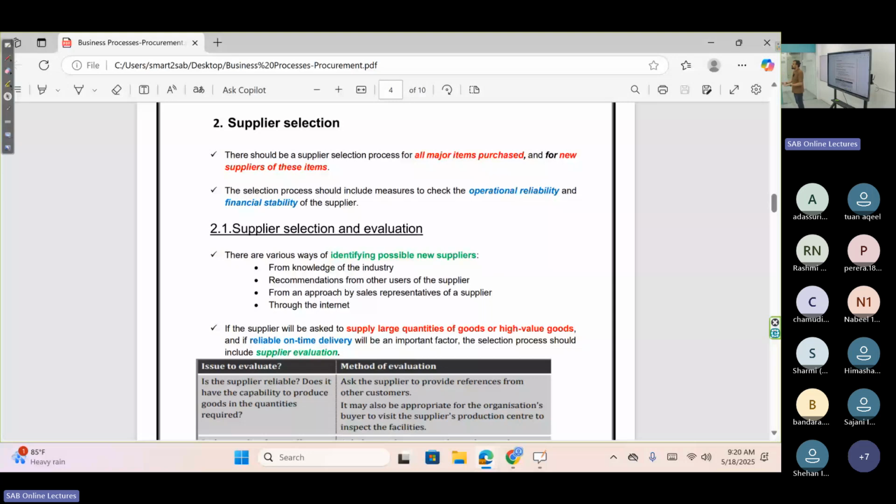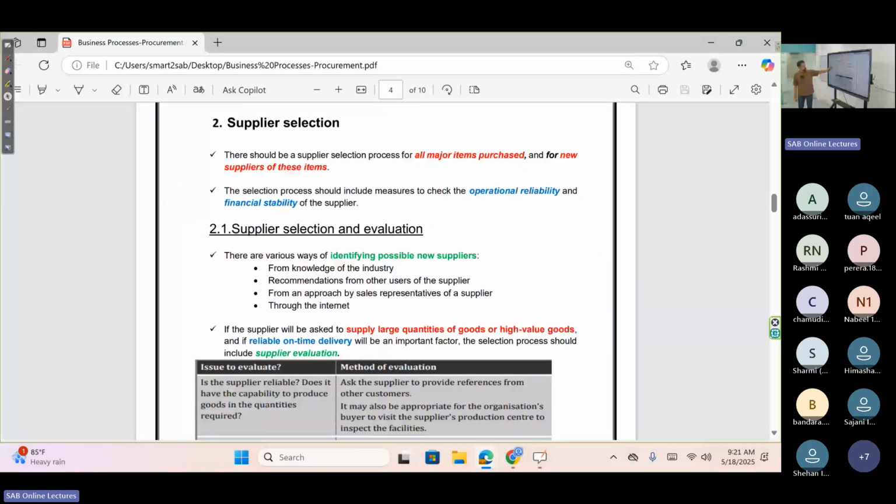Overall, a business with higher profit has financial stability. So continuous supply, and going concern of the supplier, must be considered when you are selecting the supplier. So, operational reliability and financial stability.